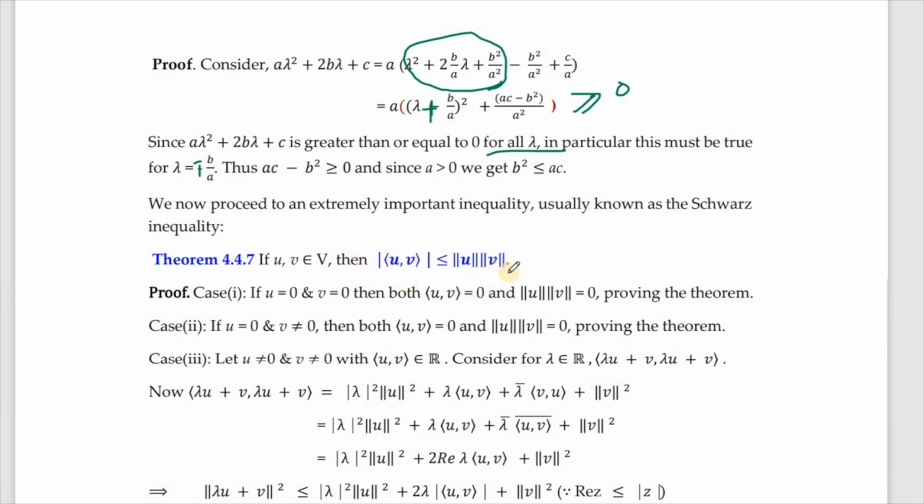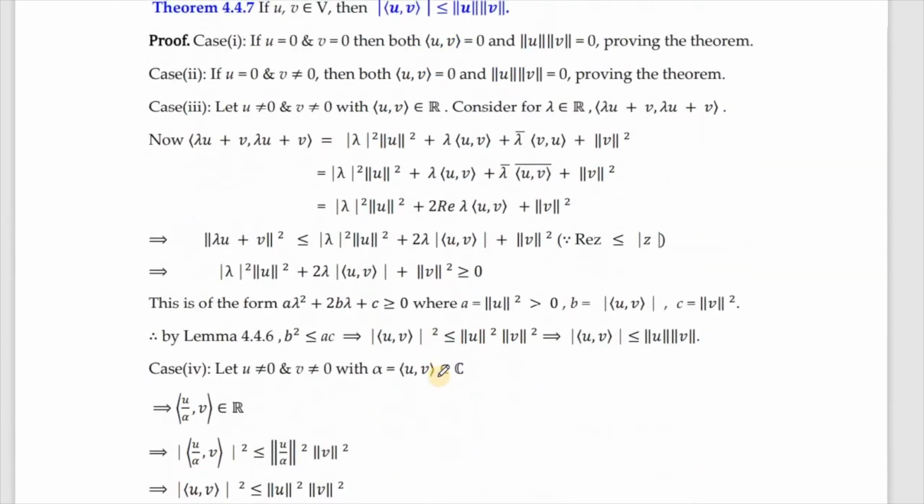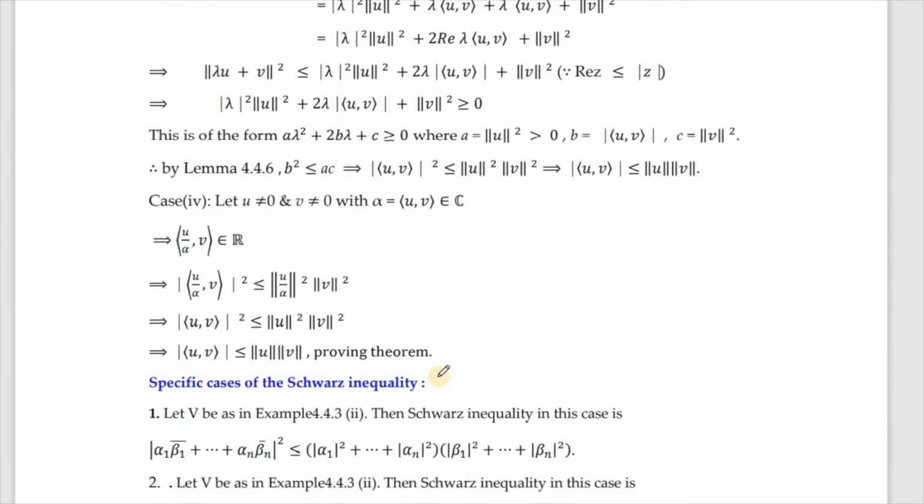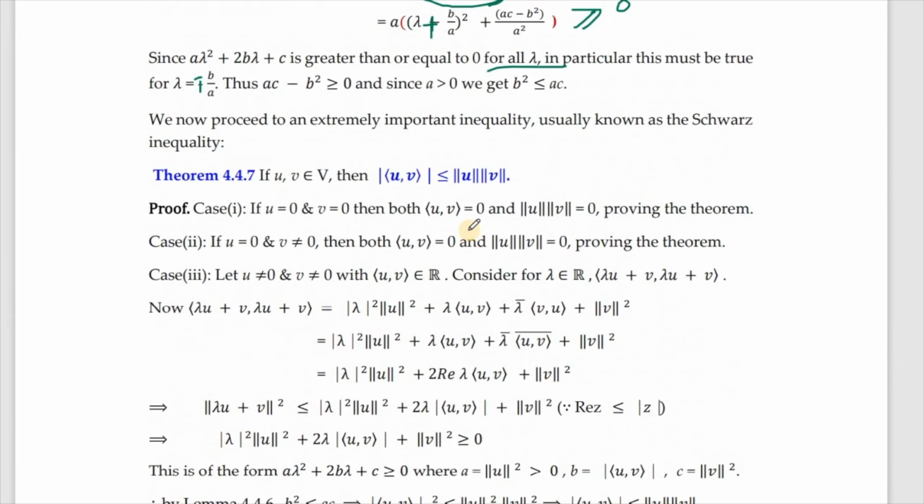So we are going to prove this in 4 cases. One is both of them are 0. In the second case we have one of them to be 0, and the third case both of them non-zero, but the inner product is a real number, and in the last case we are going to have both of them non-zero, but the inner product is a complex number. So these 4 cases we will consider.